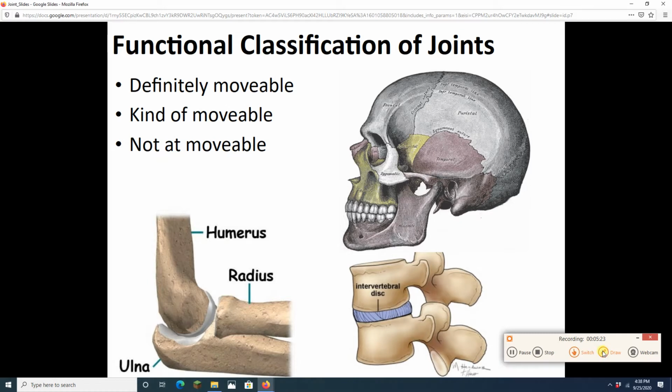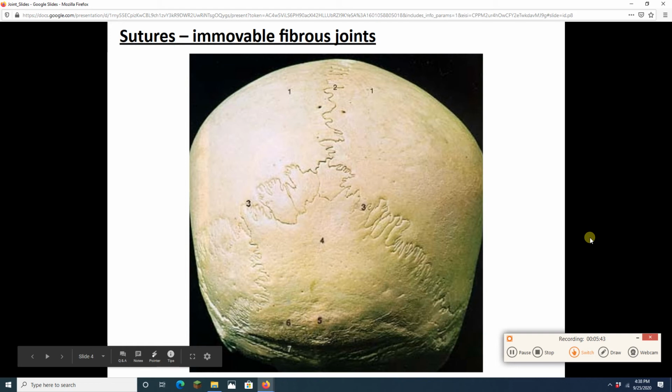Now, as you probably guessed, what we can do is combine these and see if we can make combinations. Are there going to be fibrous or cartilaginous versions of these? Let's take a look. Let's talk sutures. Sutures are immovable and they're fibrous. I see this beautiful suture right here. Nice sutural bones in there.